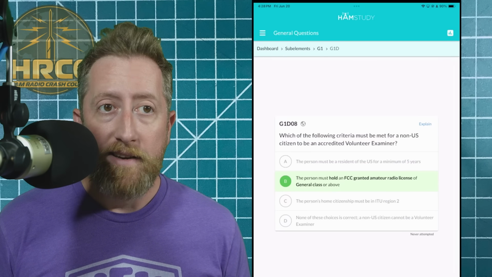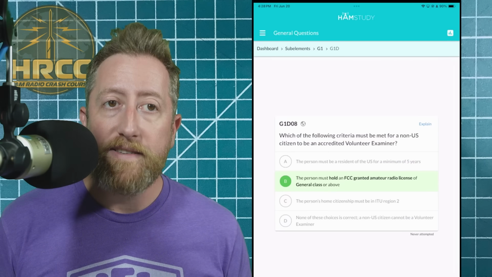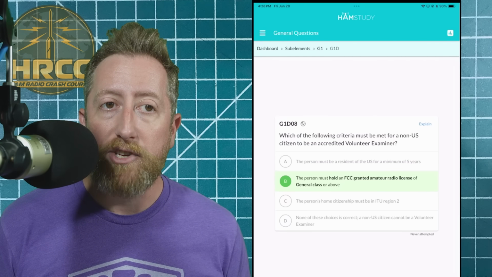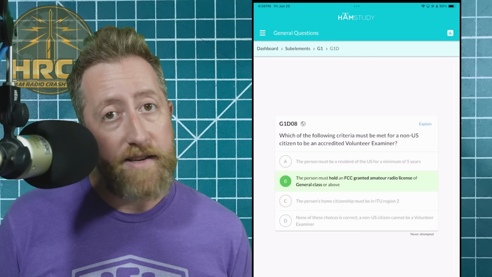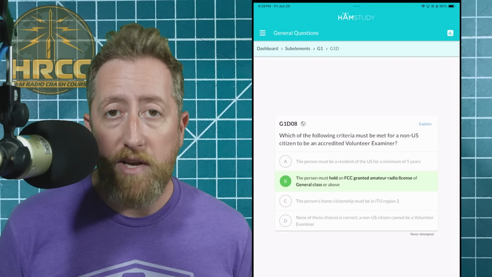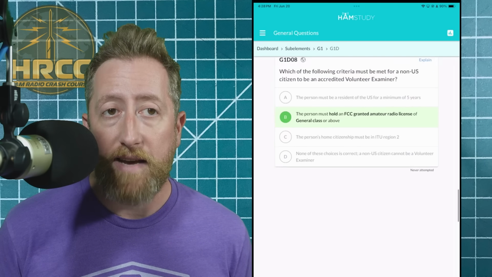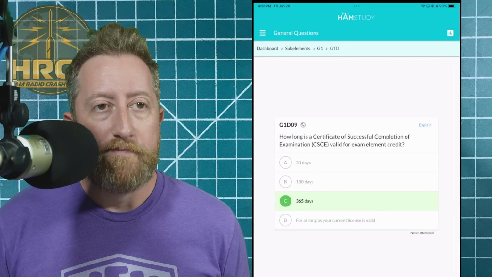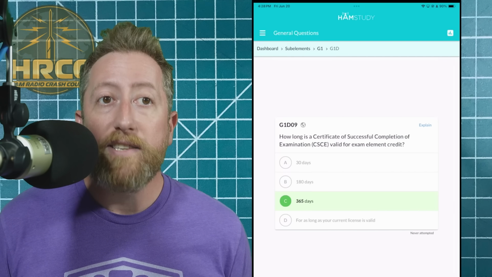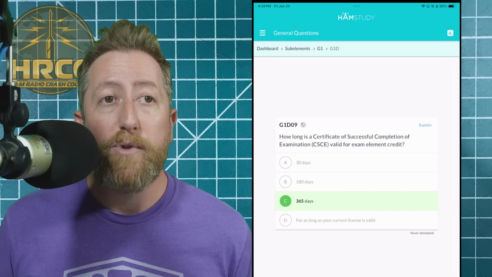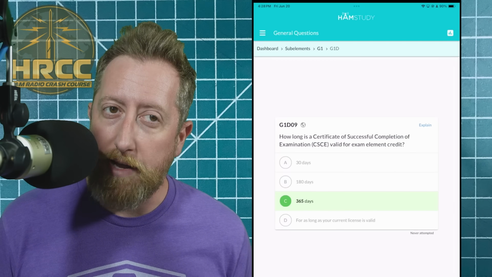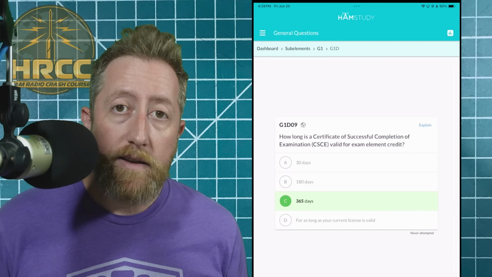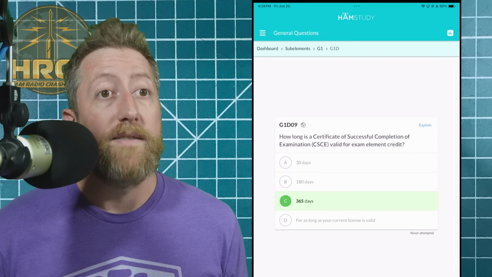And the answer is B. The person must hold a FCC-granted amateur radio station license of general class or above. Technicians cannot test other technicians, so if you want to become a volunteer examiner, you need to at least have general to do so. Question 9. How long is a certificate of successful completion of examination valid for exam element credit? The answer is C, 1 year, 365 days.